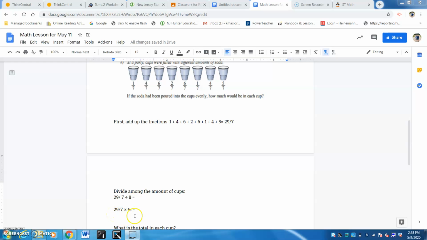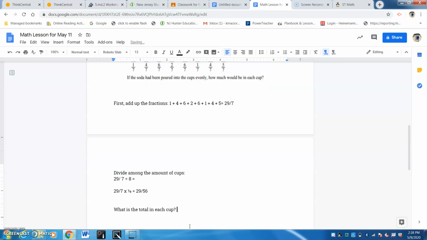So now we have 29/7 times 1/8 would come out to be 29/56, because what I would do is multiply the numerators. 29 times 1 is 29, and 7 times 8 is 56. So the total amount of soda in each cup would be 29/56. And again, if it's a rather large number, I would see if I can simplify it. Obviously, there's no common denominator or common factor in this fraction, so we're going to leave it as is.